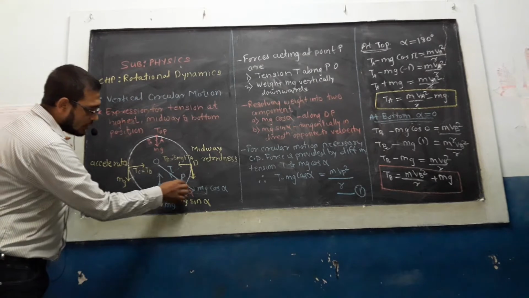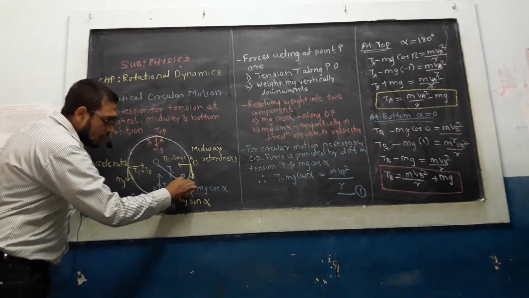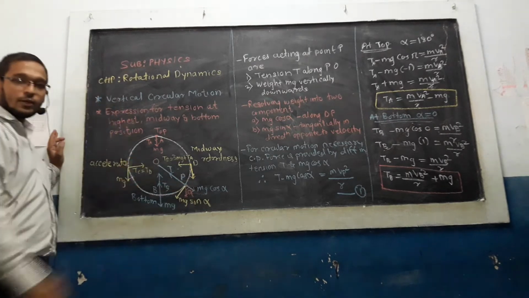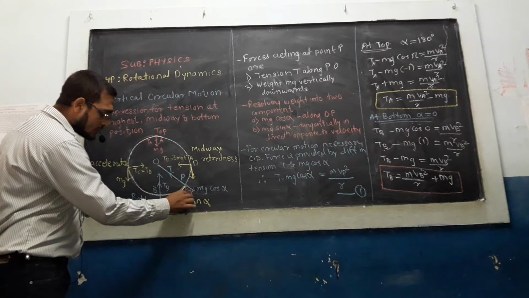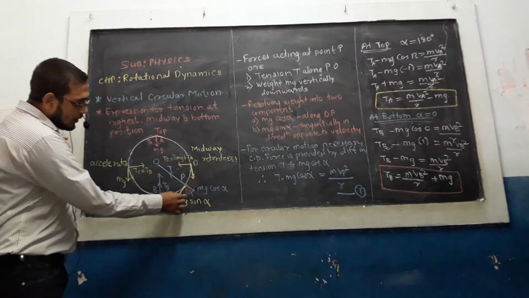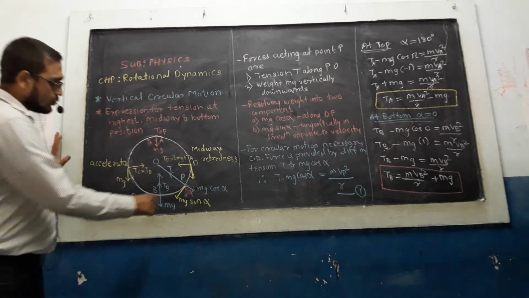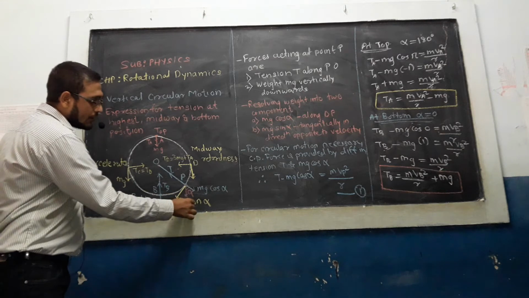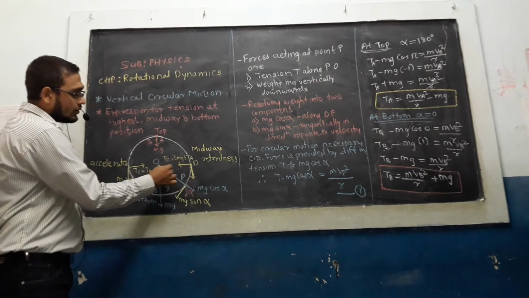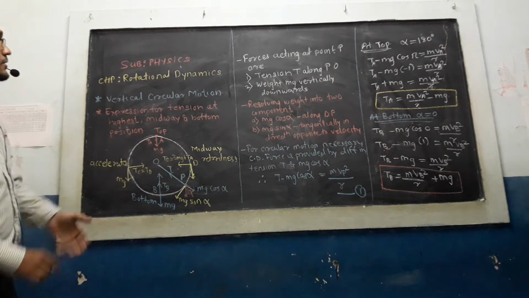Okay, now if you see this, it is going like this. The particle is here, whose weight will act vertically downward. So we have to consider this weight, which is mg. Now we have to resolve this weight into two components. Along the tangent, that is mg sin alpha, and along the string, that is mg cos alpha.